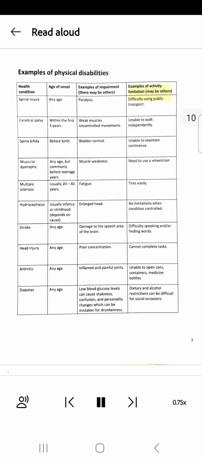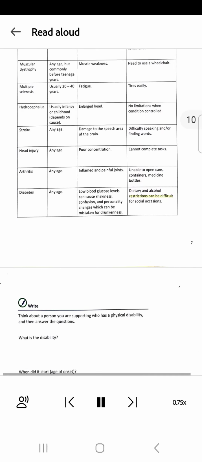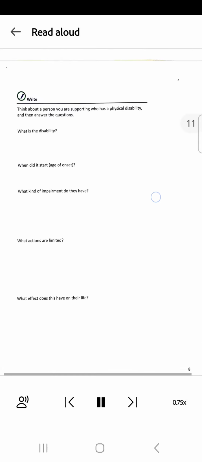Examples of activity limitation include: difficulty using public transport, unable to walk independently, unable to maintain continence, need to use a wheelchair, tires easily, no limitations when condition controlled, difficulty speaking and/or finding words, cannot complete tasks, unable to open cans, containers, medicine bottles. Dietary and alcohol restrictions can be difficult for social occasions.